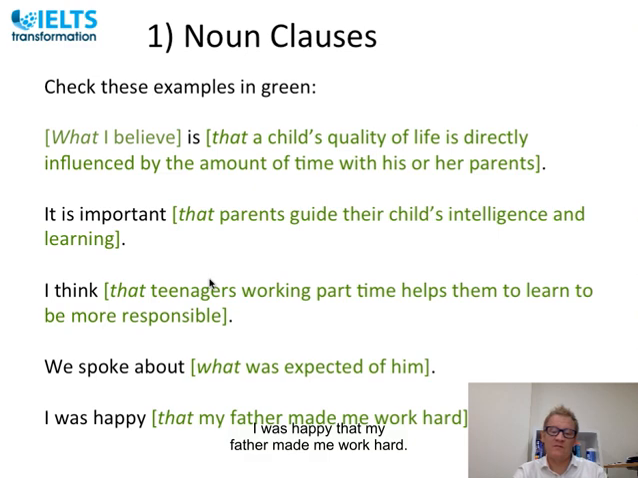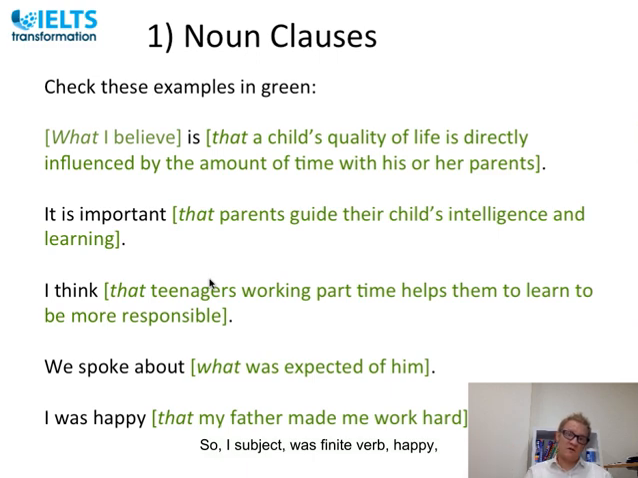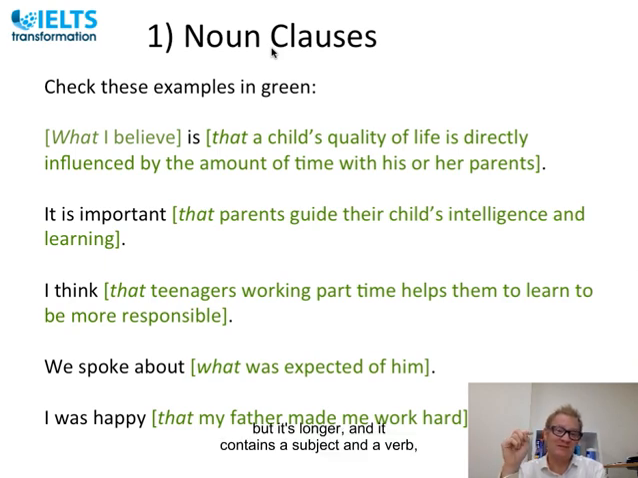I was happy that my father made me work hard. So I is the subject, was is the finite verb. Happy is a complement. It's an adjective in this case. And the noun clause here is an adjective complement. It's giving more information about the adjective. I was happy that my father made me work hard. I was surprised that blah, blah, blah, blah. I was sorry that. All of these are noun clauses. So they're good. Use them. So that's noun clauses. Remember, a noun clause is a noun, but it's longer and it contains a subject and a verb. But its function is the same as a noun. And nouns are subjects and objects and complements.